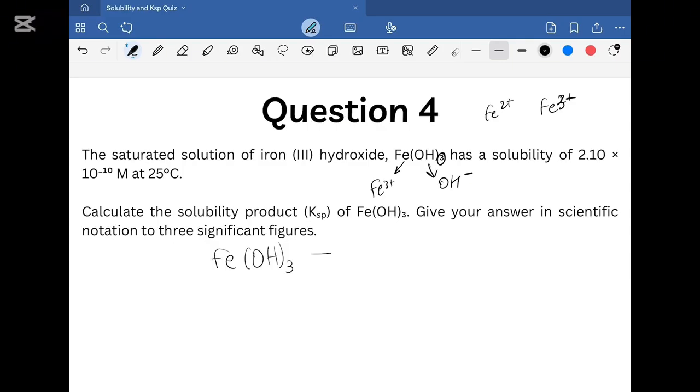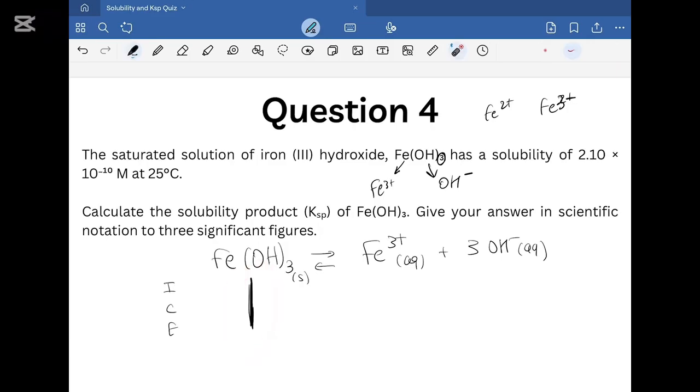So first I'm going to write the reaction. Fe(OH)3, which is a solid, is going to give Fe3+ aqueous plus 3 OH- aqueous. I'm going to use an ICE table. Now, since this is a solid, I'm going to cancel it. I'm not going to work on this part. And for Fe3+, the initial is going to be 0, and here we're going to have also 0.